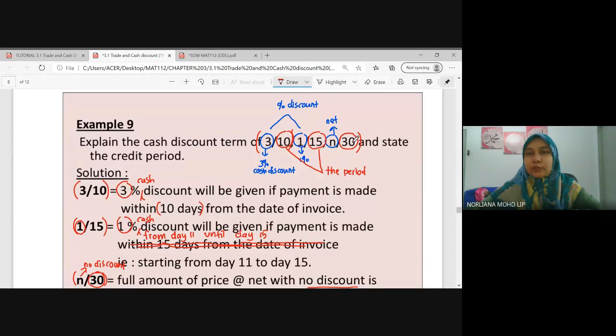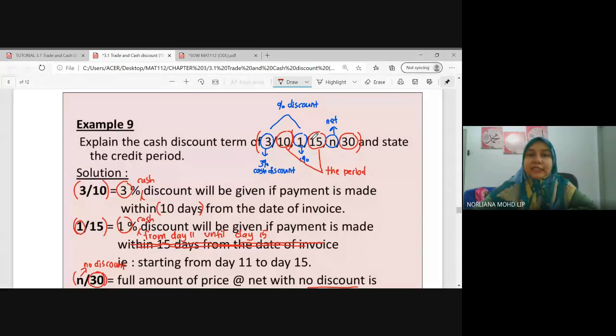Ni contoh je, 30 hari. Dia boleh jadi 40 hari, 45 hari, tengok pada soalan. Depend pada manufacturer ataupun wholesaler tu nak bagi berapa, tempoh dia, period dia. Dan percentage ni pun depend pada wholesaler, depend pada invoice tu. Yang ni hanya contoh je.